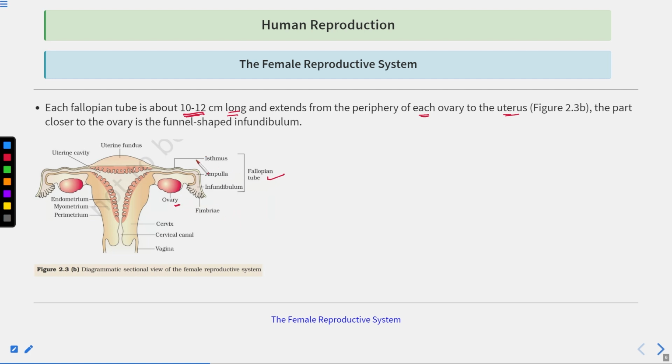Clear? Here you can see this is the uterine cavity, and the fallopian tube is quite long, 10 to 12 centimeters. Now, the part closer to the ovary is funnel shaped and is known as the infundibulum. So you can see here, this is the infundibulum. This is a funnel shaped structure and it is close to the ovary. So the part close to the ovary, which is funnel shaped, is known as the infundibulum.